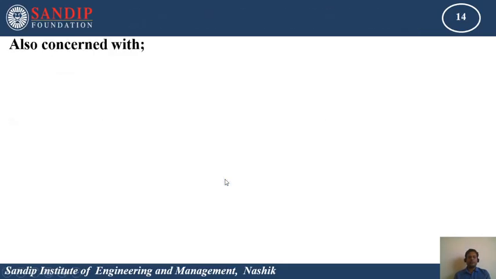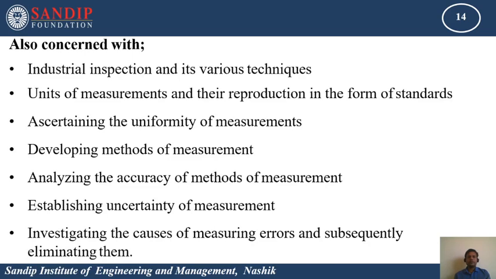Now this metrology is also concerned with industrial inspection and its various techniques, units of measurements and their reproduction in the form of standards, ascertaining the uniformity of measurements, developing methods of measurements, analyzing the accuracy of methods of measurements, establishing the uncertainty of measurement, and the last point is investigating the cause of measuring errors and subsequently eliminating them.